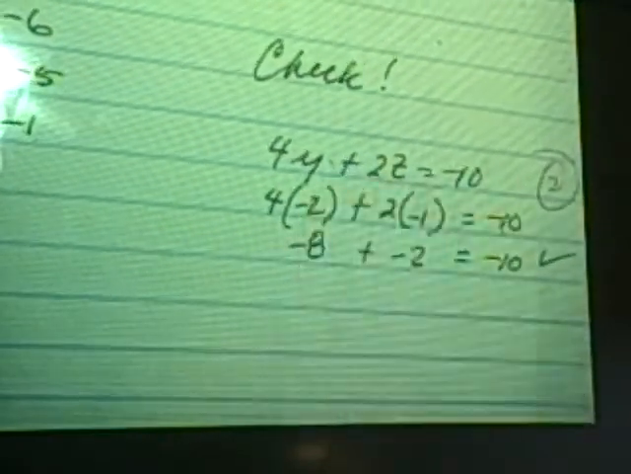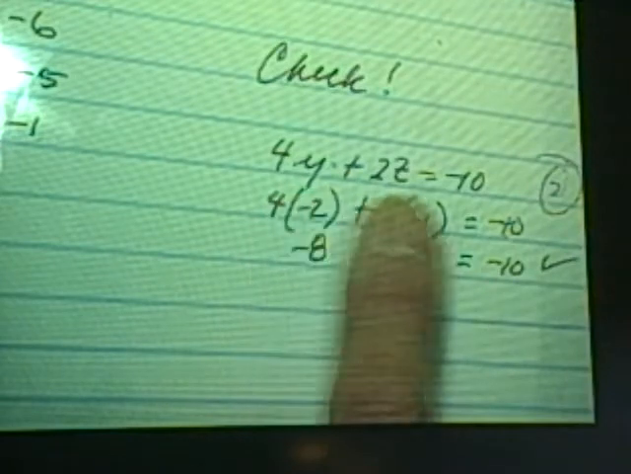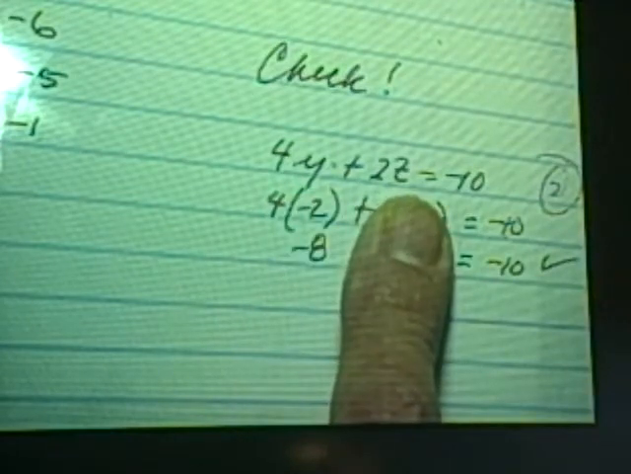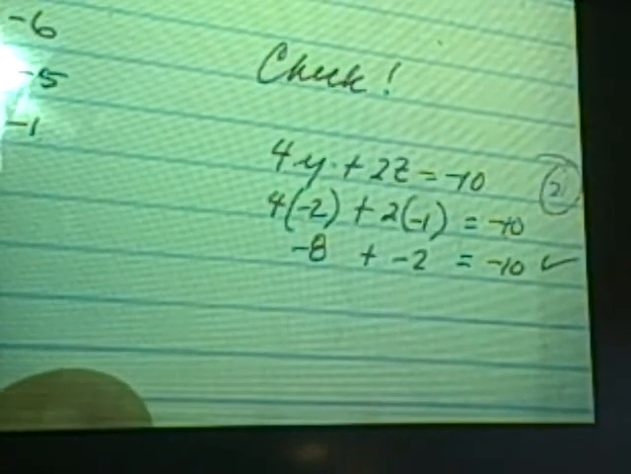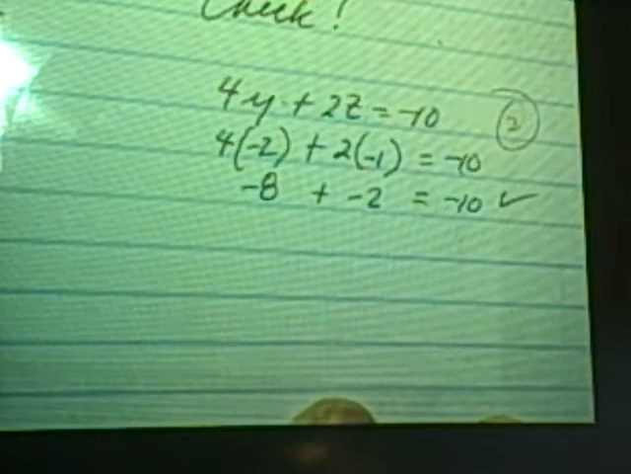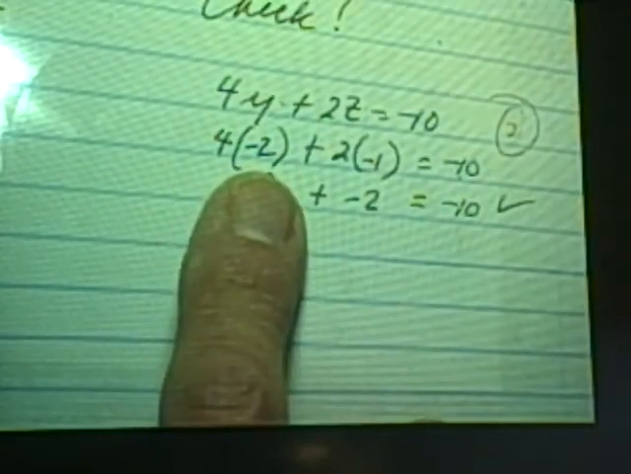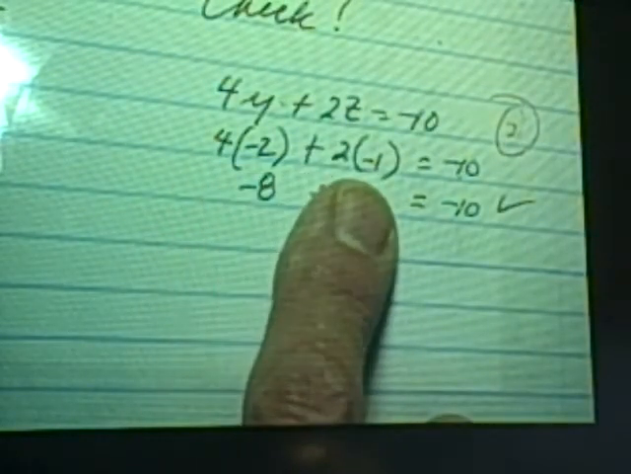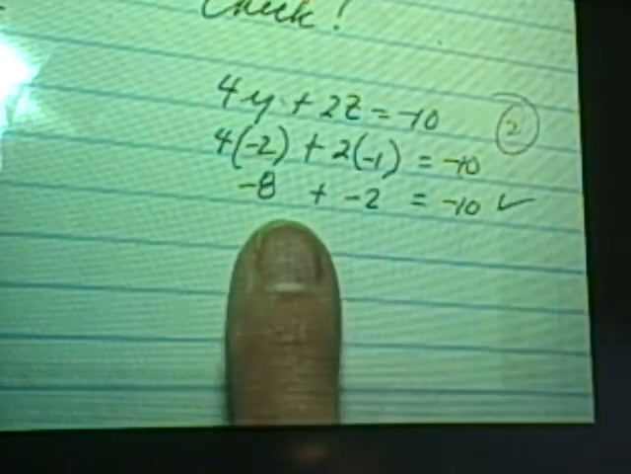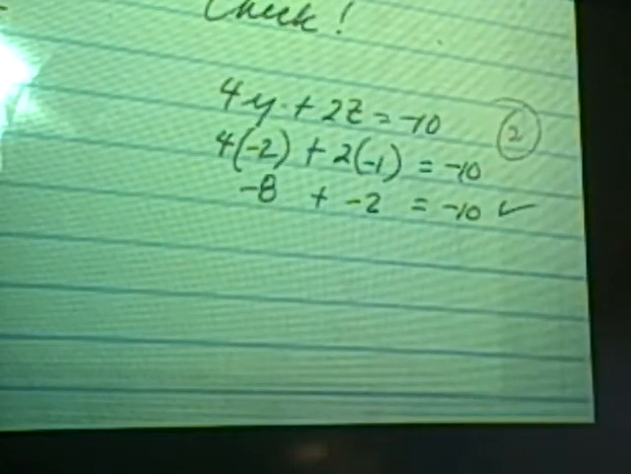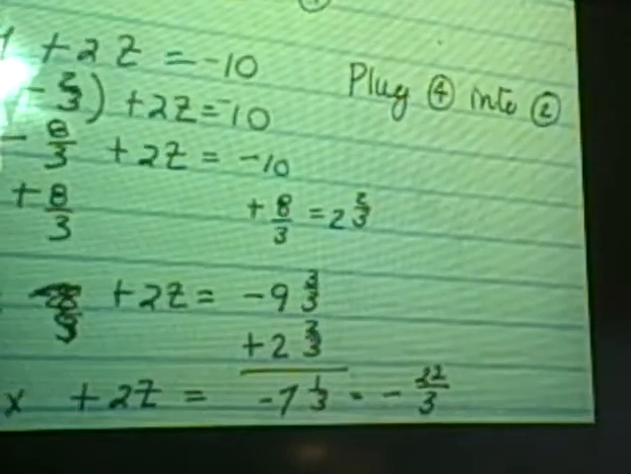And when I checked here, I have just plugged it into number 2. I've used, I believe this is equation number 3 to solve for z here. So I'm going to choose a different one to see if it checks. So 4 times a negative 2 plus 2 times a negative 1 equals a negative 10, and I can see that they check.